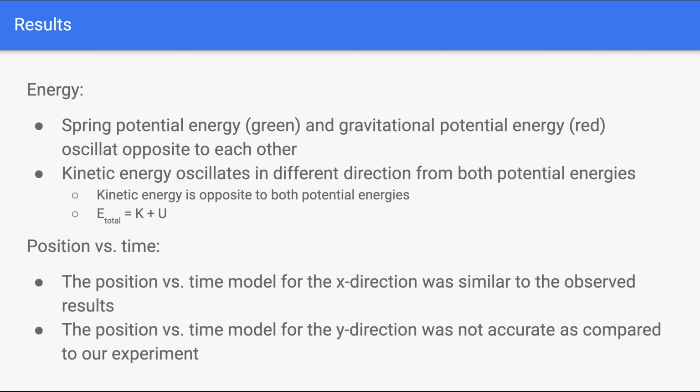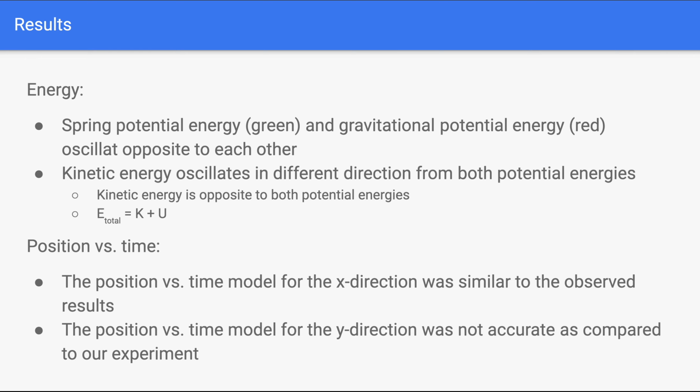The results: the spring potential energy, which was in green, and the gravitational potential energy in red oscillate opposite to each other. The kinetic energy oscillates in a different direction from both potential energies, and this is because kinetic energy is opposite to both potential energies, and E total equals kinetic energy plus potential energy.